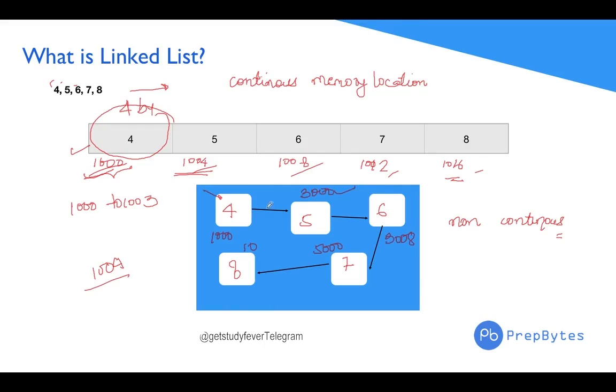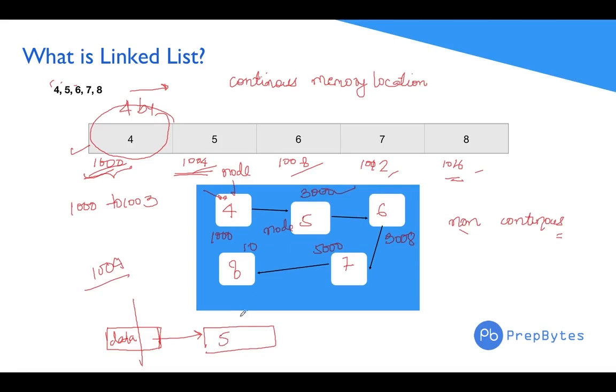So to know which is the next node, the previous node stores the address of the next node. Generally a linked list looks something like this. Each of these elements is called a node. So this is a node, this is a node. Each node has two parts. The first part has the data, so in this case the data is 4, and the second part has the address of the next node. In this case the next node is 5.